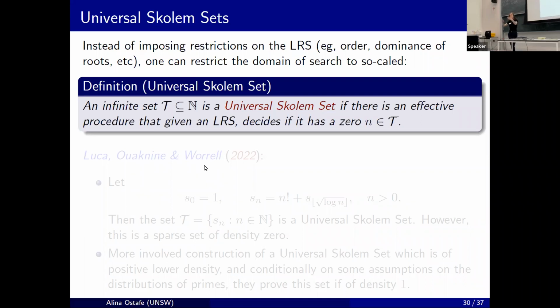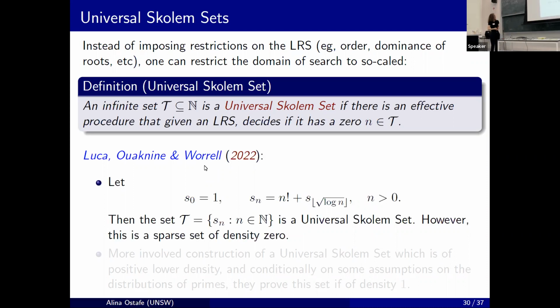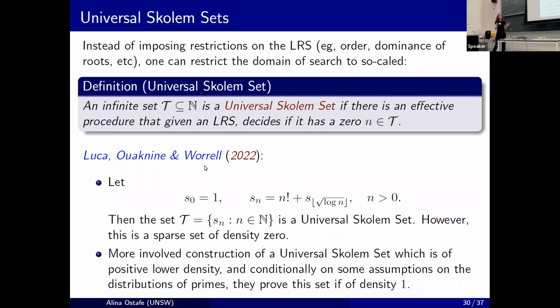And they define the so-called universal Skolem set, which is an infinite subset of positive integers, such that if I give you any linear recurrence, you can decide if that recurrence has a zero in that set. And this for any linear recurrence, hence the name universal. So this has been very recently introduced in 2 conference papers.